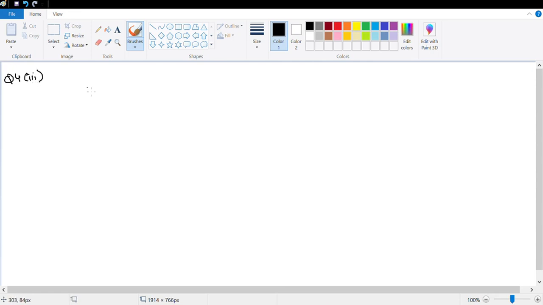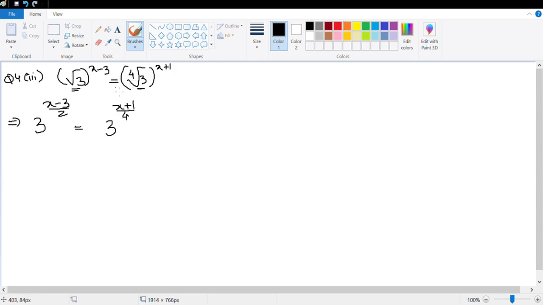Let's solve. Question 4 part 3 says root 3 to the power x minus 3 is equal to the fourth root of 3 to the power x plus 1. Here this seems simpler. I notice that both of them have the same base, so let me just equate the bases and see what the powers are. So this becomes 3 to the power x minus 3 upon 2 because this is the second root, and this becomes 3 to the power x plus 1 upon 4 because this is the fourth root.